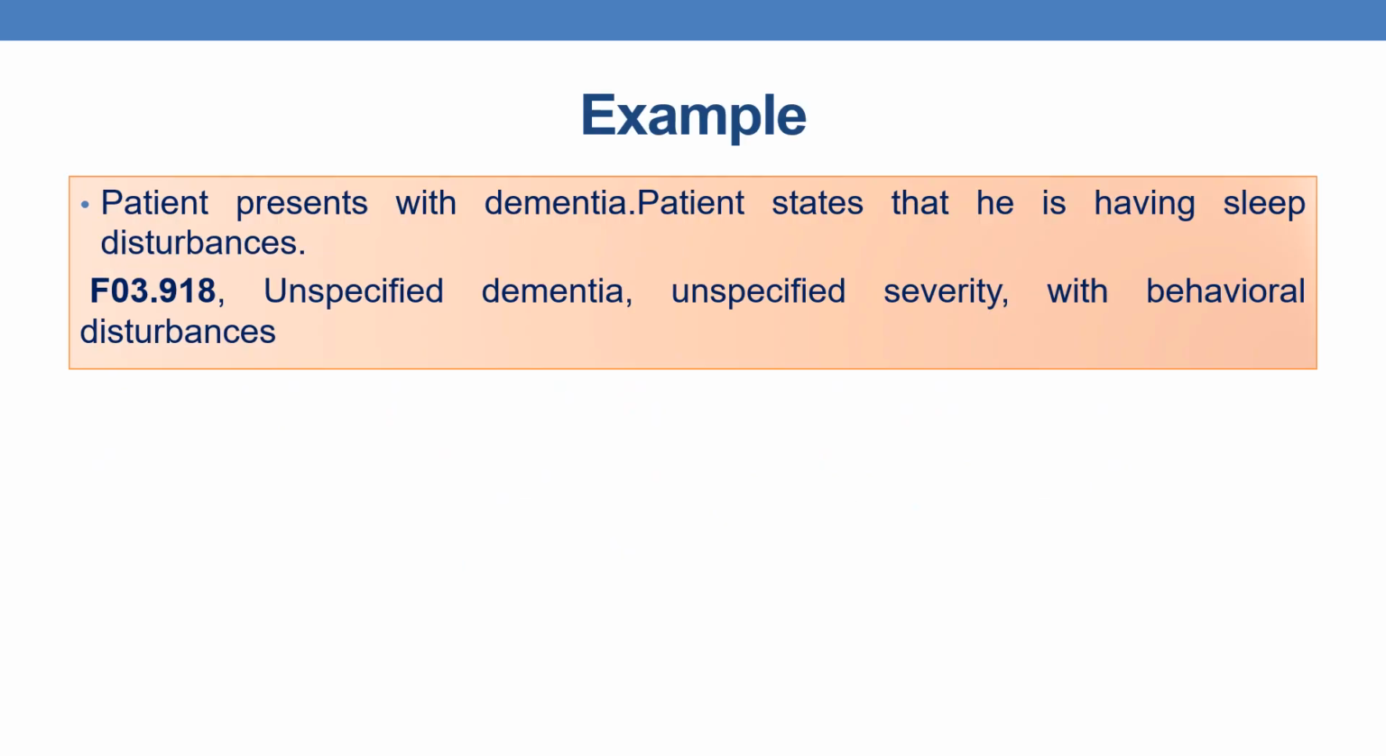Patient presents with dementia and the patient states that he is having sleep disturbances. Here, the severity level of dementia is not specified, so you need to code unspecified severity. And the patient is having sleep disturbances. So, the appropriate code is F03.918, unspecified dementia, unspecified severity with behavioral disturbances.